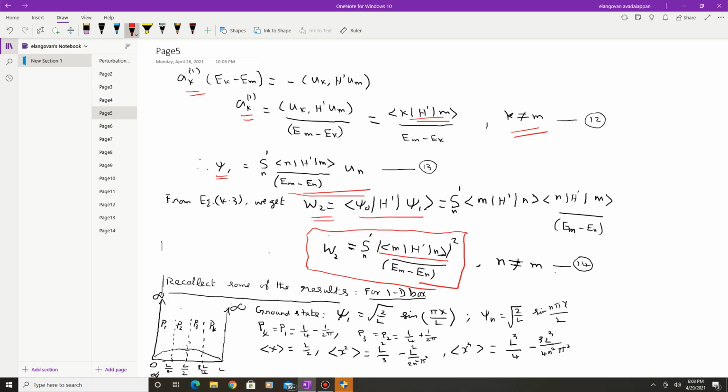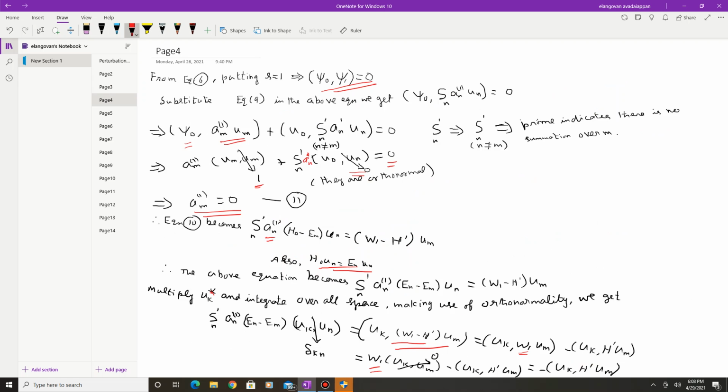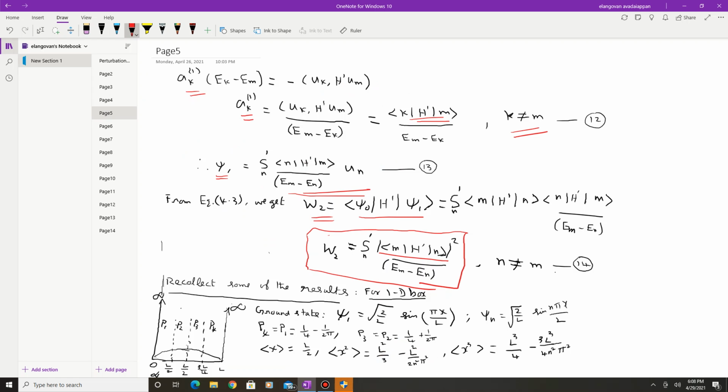So far we have calculated the first order correction energy, that is W1. So this is your first order correction energy. We have calculated the first order correction energy, and the first order correction wave function. This is your first order correction to the wave function. This is also important. And this is the second order correction to the energy.